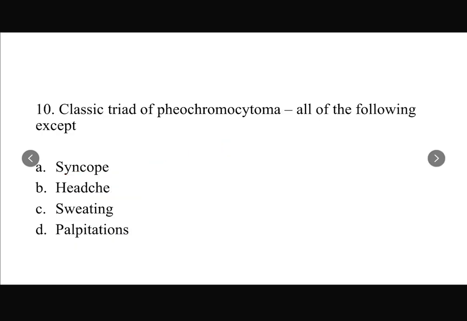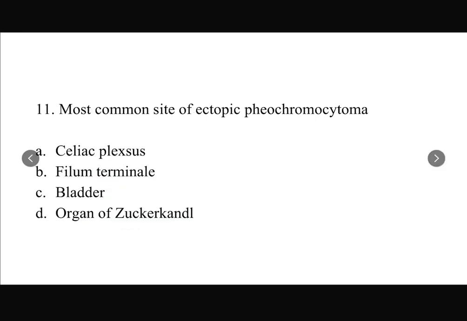Classic triad of pheochromocytoma are all of the following except. Headache is seen, sweating is seen and palpitation. So these are the three classic triad of the pheochromocytoma. Since the question is except, syncope is the answer. The most common site of ectopic pheochromocytoma is organ of Zuckerkandl.